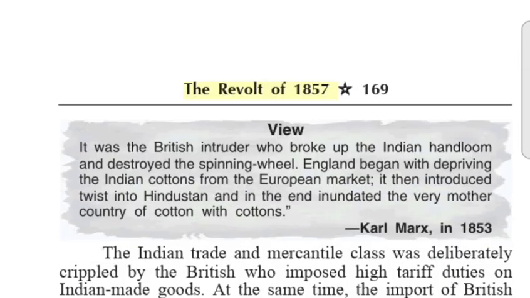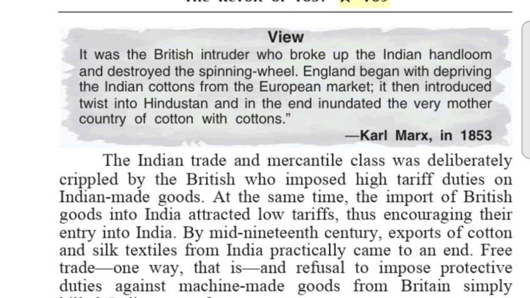The revolt of 1857. In this view it was the British intruder who broke up the Indian handloom and destroyed the spinning wheel. England began with depriving the Indian cottons from the European market. It then introduced twist into Hindustan and in the end inundated the very mother country of cotton with cottons.